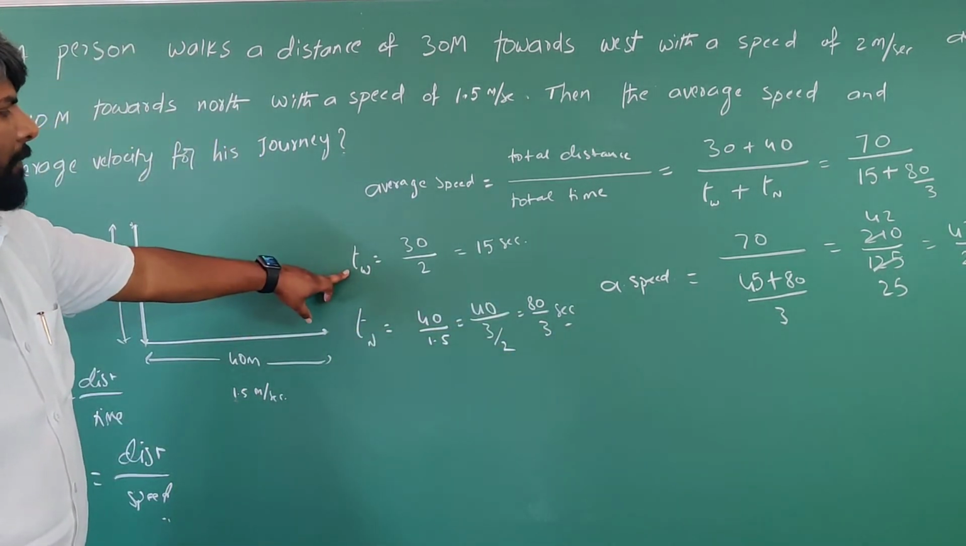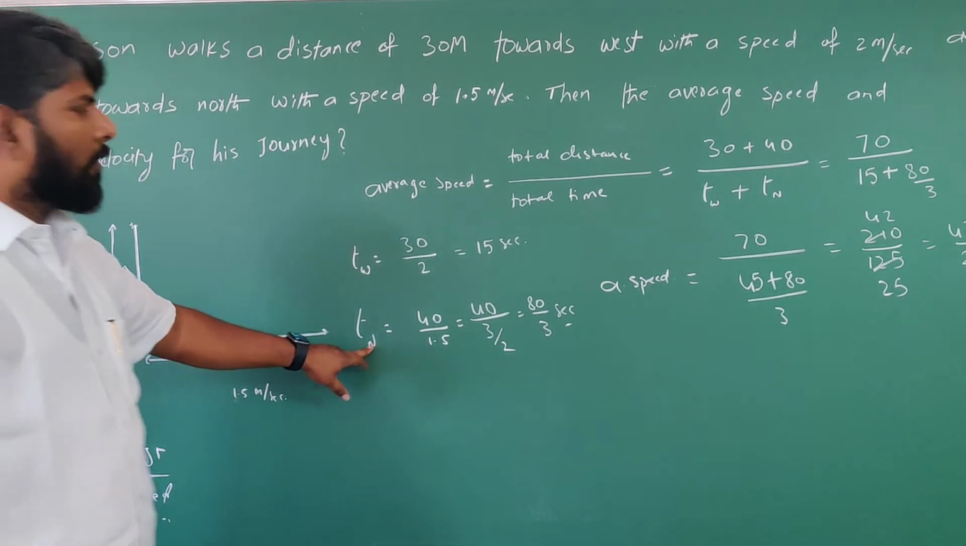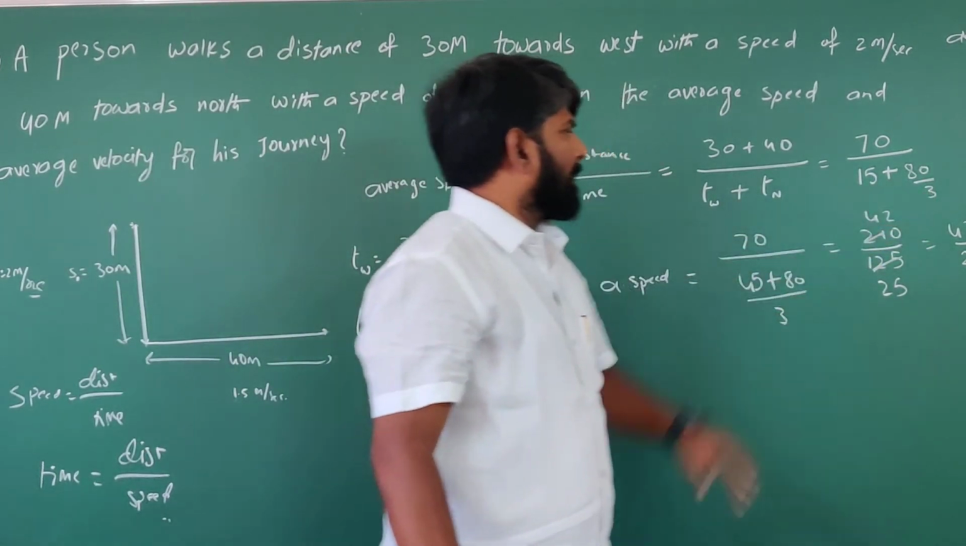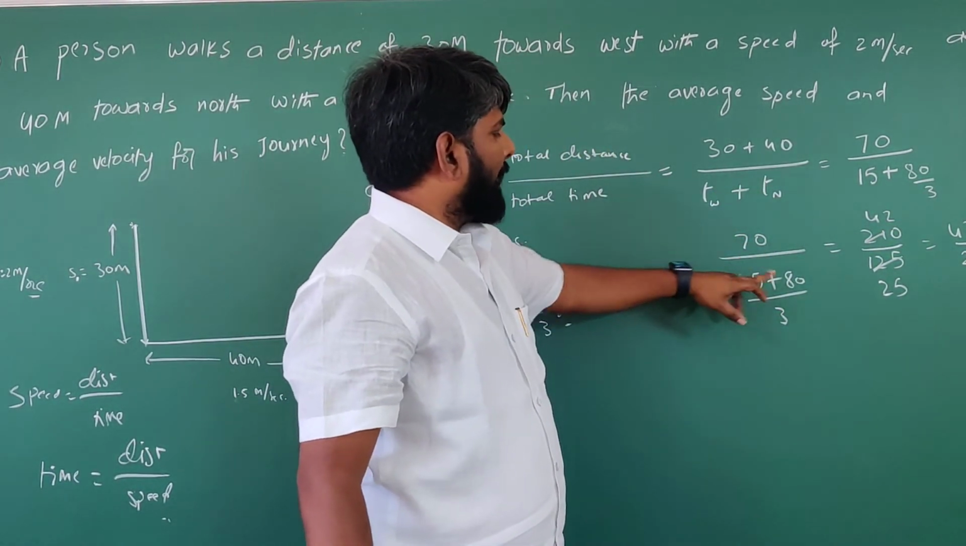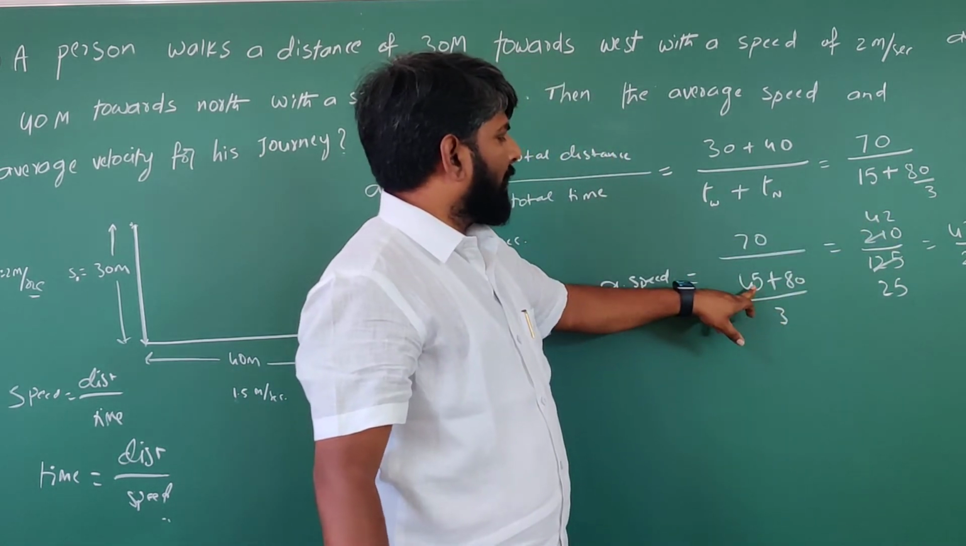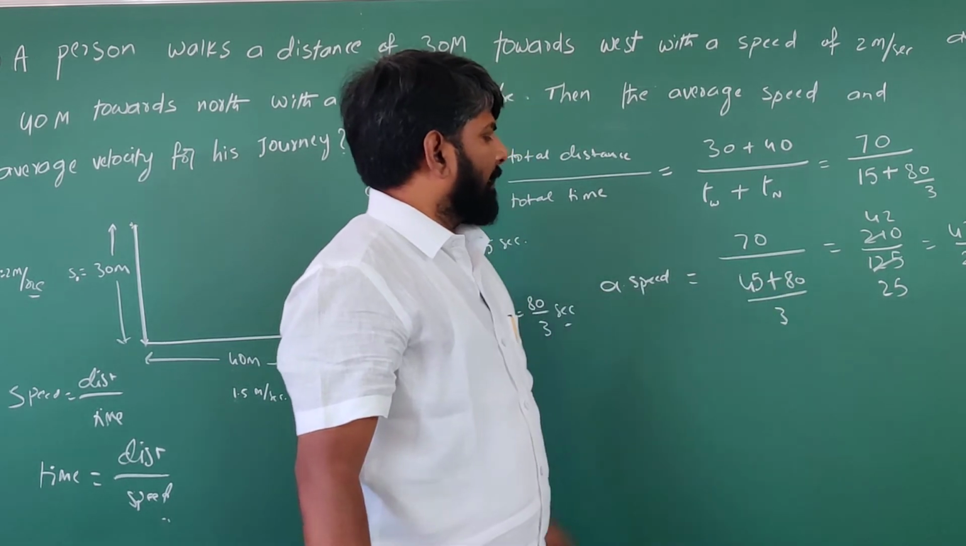So we know the time taken to travel along west and the time taken to travel along north. Then total time means 15 plus 80 by 3. Now for 15 plus 80 by 3, I am taking the LCM, which is 3. Automatically here 45 into 3 plus 80, that's it. 3 goes up.